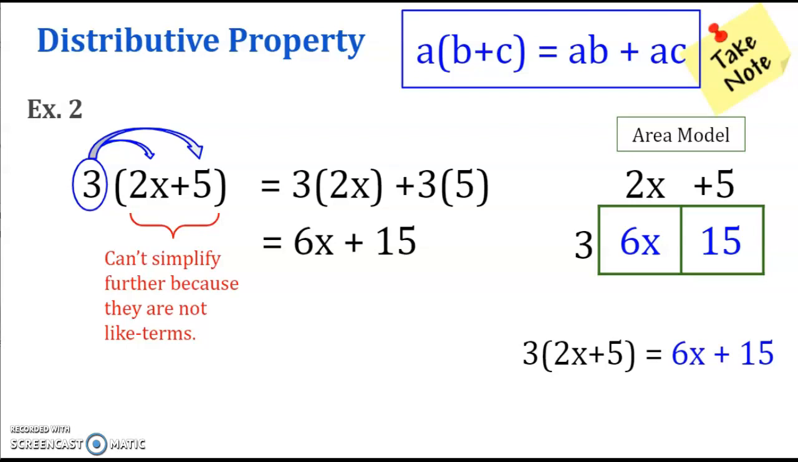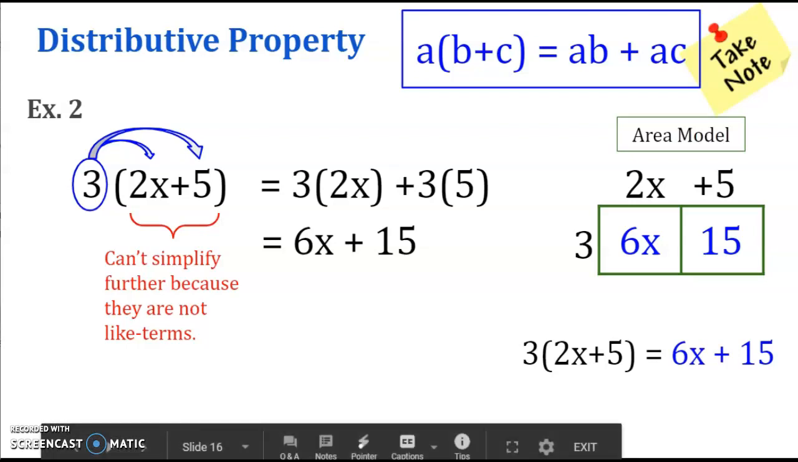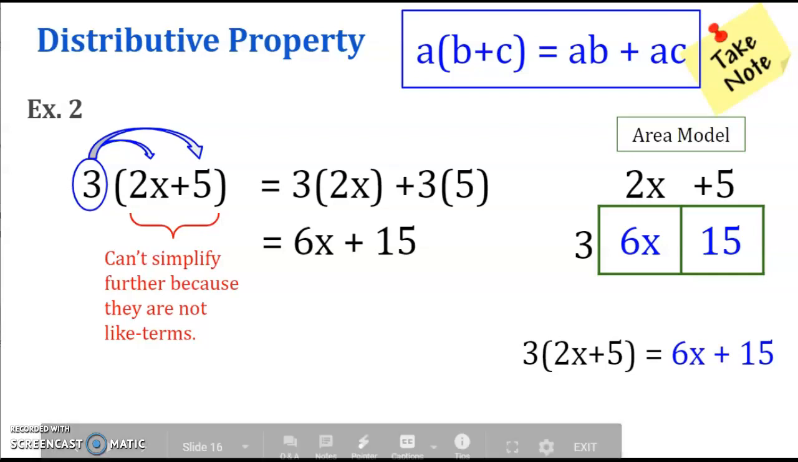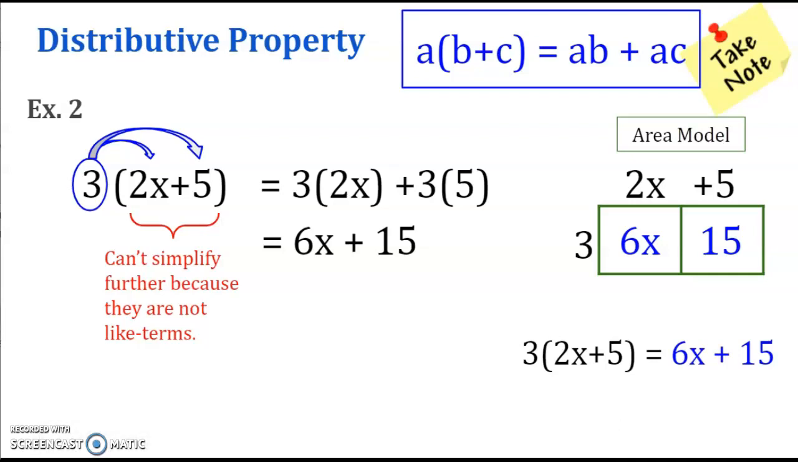Now if we use the area model, the length is 2x plus 5, so the length goes up here, 2x plus 5. The width is just 3. To find the area, you just do the same thing. We're just dealing with a 1 by 2 box instead of a 2 by 2 box or 2 by 3 box, right? So 2x times 3 is 6x, 5 times 3 is 15, and you get the final answer to be 6x plus 15, which is exactly what we had. So you could use the distributive method or you could use the area model. Basically, they are the same thing.